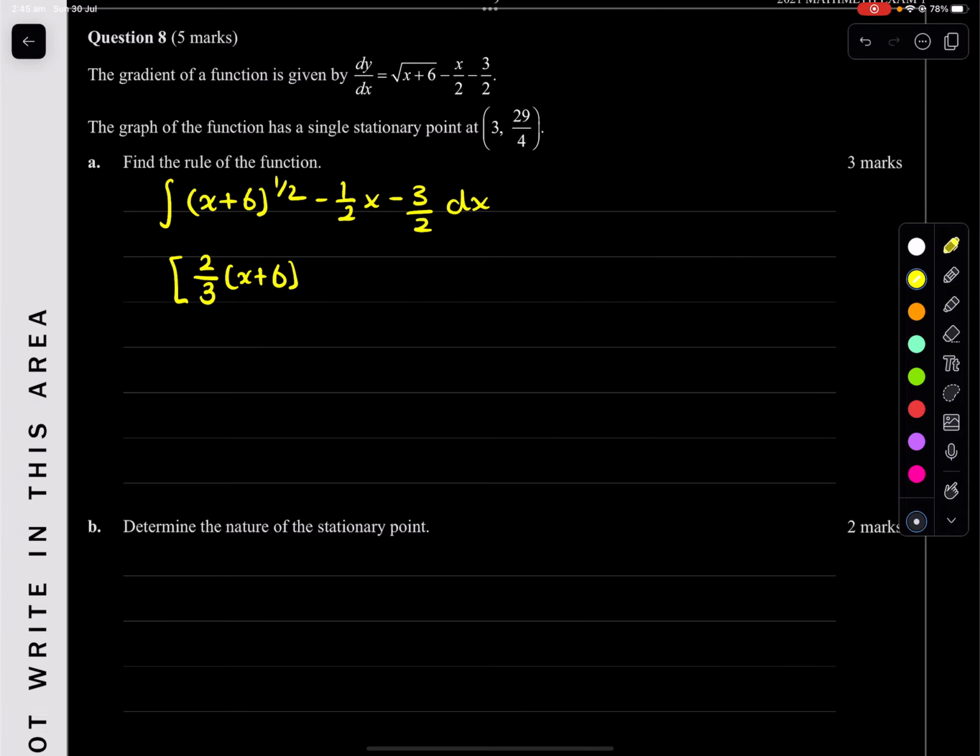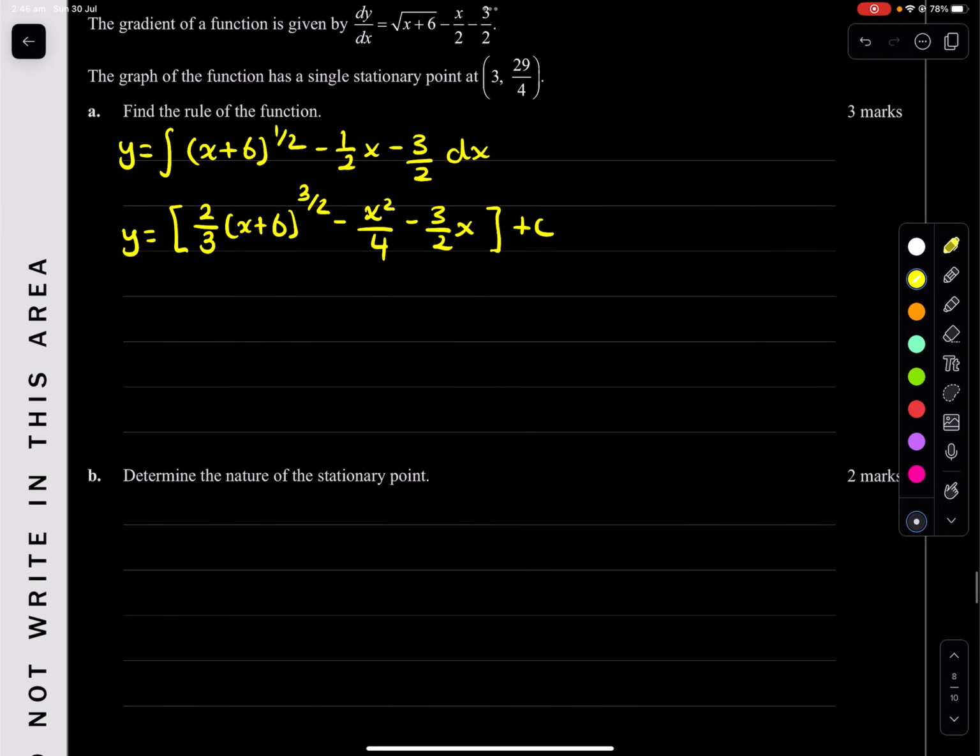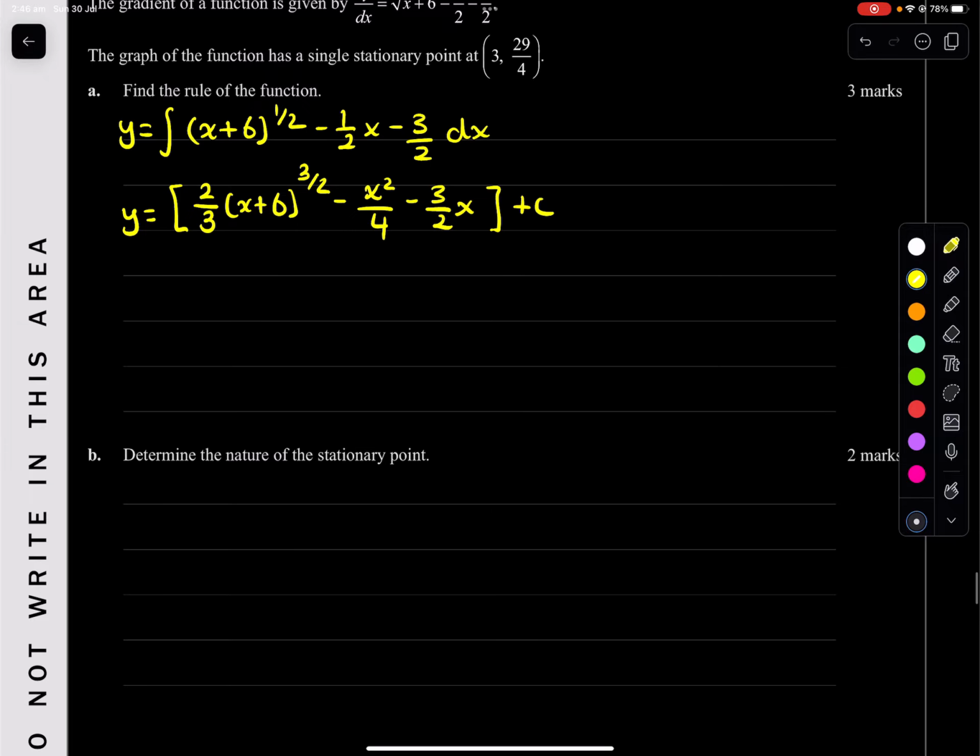x plus 6 to the 3 over 2, minus x squared over 4, so we put a 2 and multiply by 1/4, half, so it's, yep, minus 3 over 2 x, okay, plus c. Now, we know, so, okay, this is y equals blah, blah, blah. Now, we know that when x is equal to 3, y is equal to 29 over 4, so we can say 29 over 4 is equal to 2 over 3, so x is 3, so 3 plus 6 is 9.